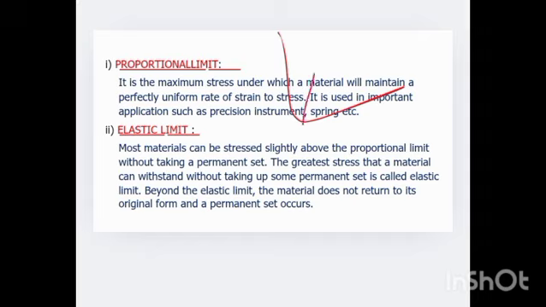So, let's consider the stress strain curve. Here the yield point is present. At this region we are able to see 4 main points. Let us discuss one by one what are the points present on this region.